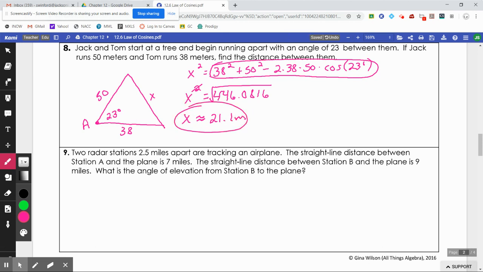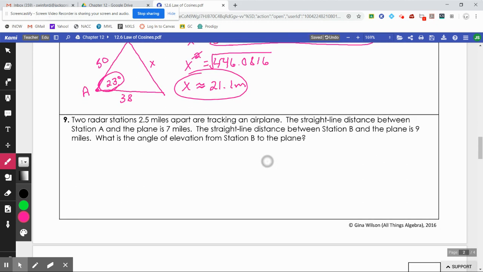And again, notice the reason that SOHCAHTOA will not work there. This is not a right triangle. We can't use Pythagorean theorem. We can't use SOHCAHTOA. Something completely different.